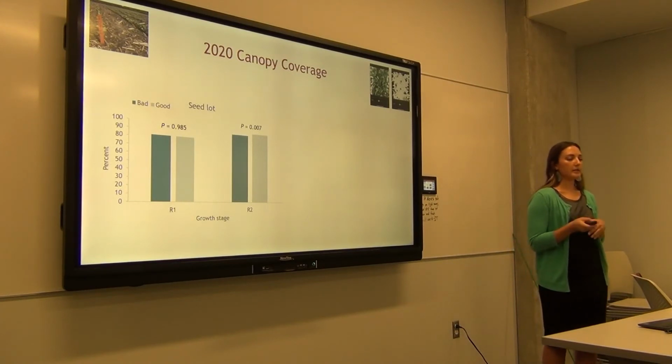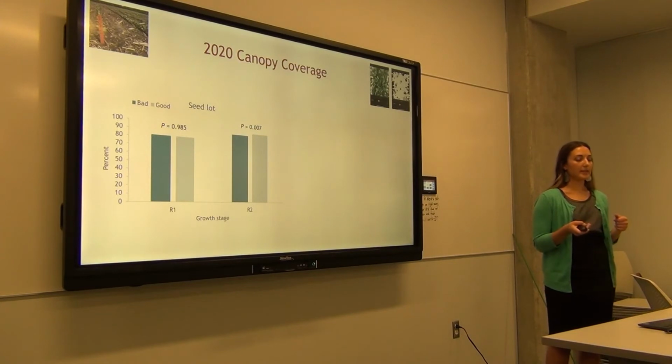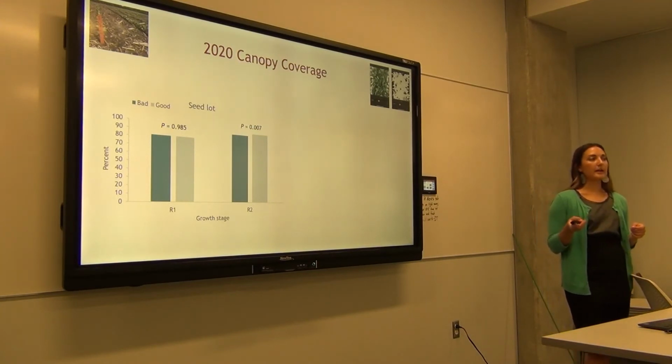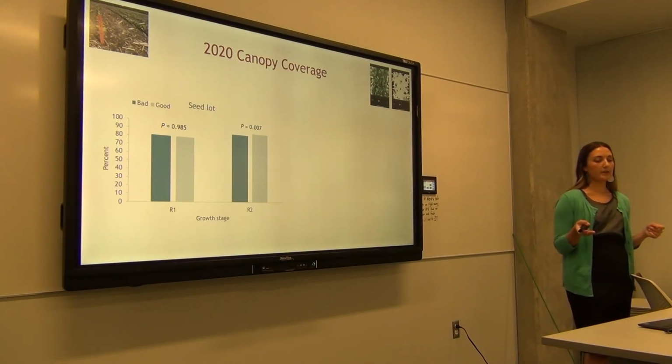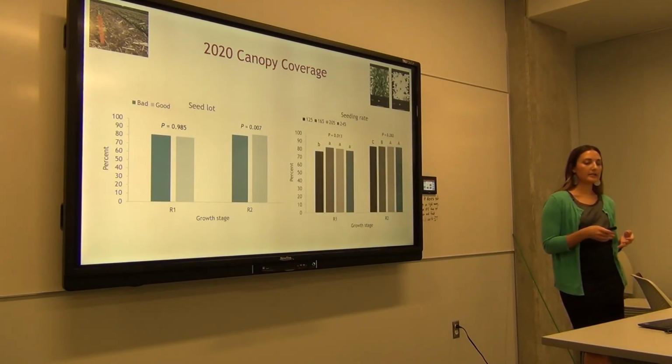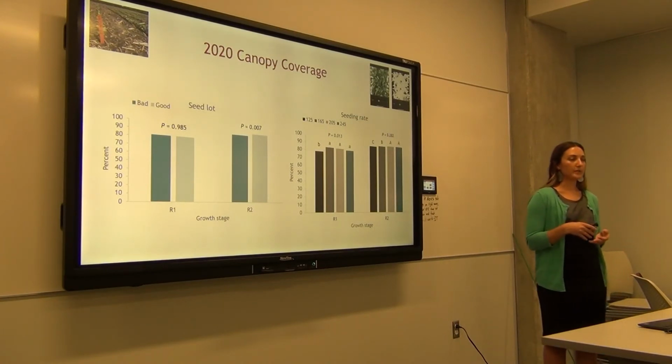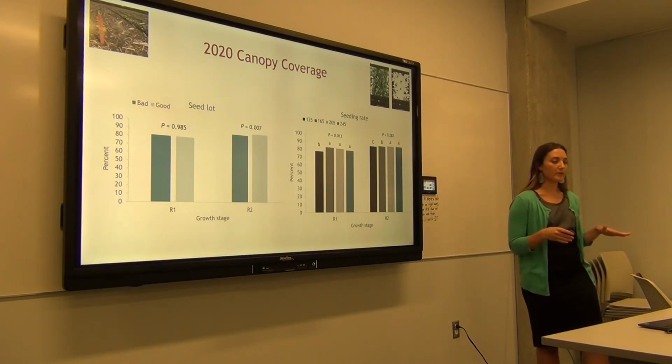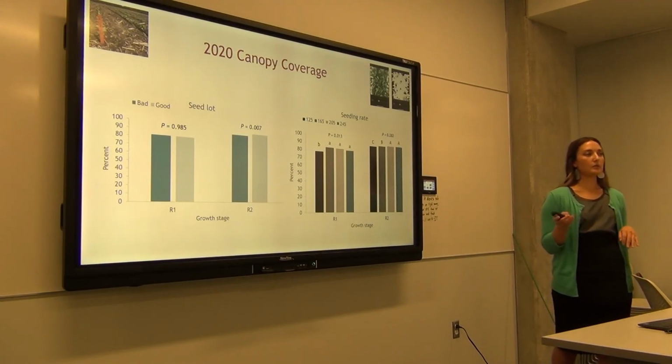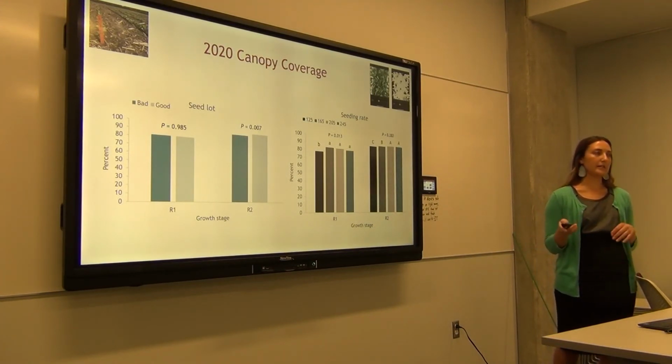In 2020, the canopy coverage was not significant at the first growth stage, but it was significant at the second, where the good seed lot had significantly greater canopy coverage than the bad. And we see that seeding rate had an effect on canopy coverage as well, and this was at both growth stages. So at R1, the lowest seeding rate had significantly less canopy coverage than all 3 of the other seeding rates, but at R2, the 2 highest seeding rates resulted in the greatest canopy coverage.